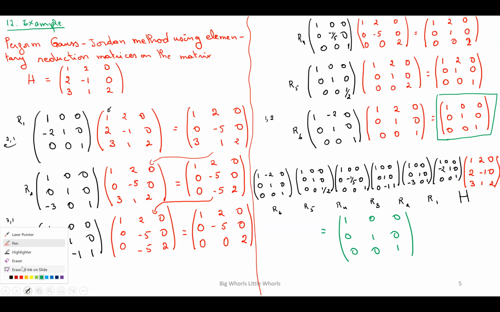So in this tutorial, we have seen how to perform Gauss-Jordan elimination using the mechanics of matrix multiplication.